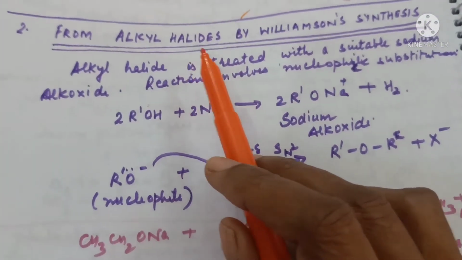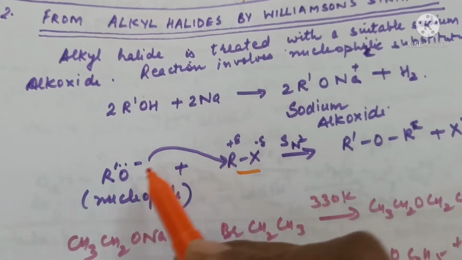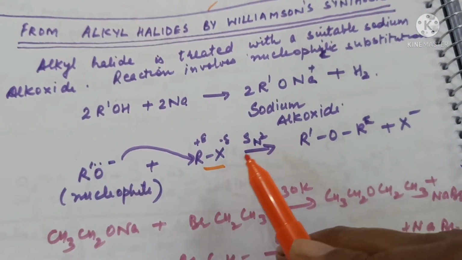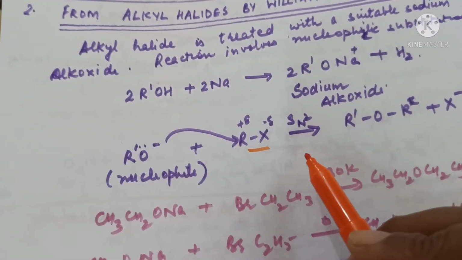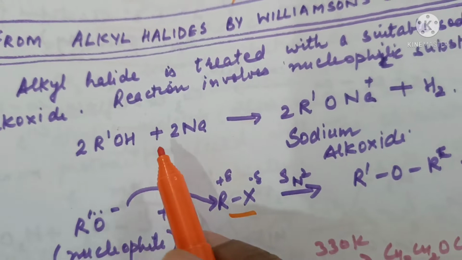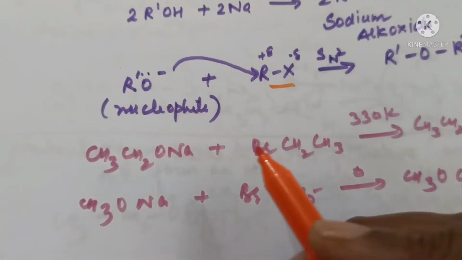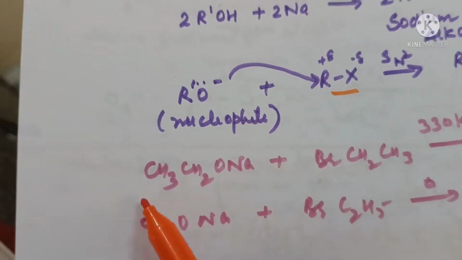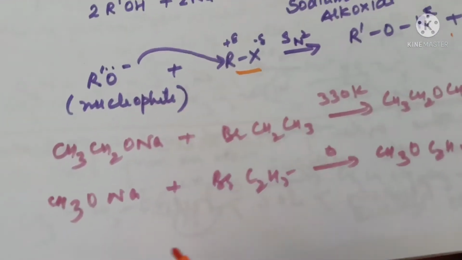Second method of preparation, from alkyl halides, is Williamson synthesis. In this, the alkyl halide is made to react with sodium alkoxide, and this reaction again occurs by the SN2 mechanism. The alkoxide ion which is needed for the reaction is formed by reacting alcohol with sodium metal to form sodium alkoxide and hydrogen. So for example, if we react ethyl bromide with sodium ethoxide at 330 Kelvin, ether will be formed along with sodium bromide.